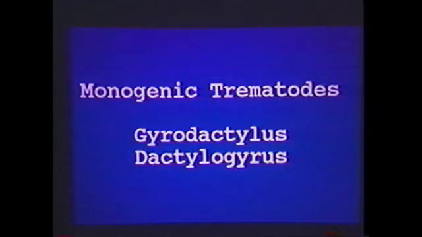Monogenetic trematodes are very common. These two species, Gyrodactylus and Dactylogyrus, are commonly seen attached to the gill surface of the fish, causing minimal, if any, damage at all. However, if large numbers of these organisms are present, we may see some gill epithelial hyperplasia.